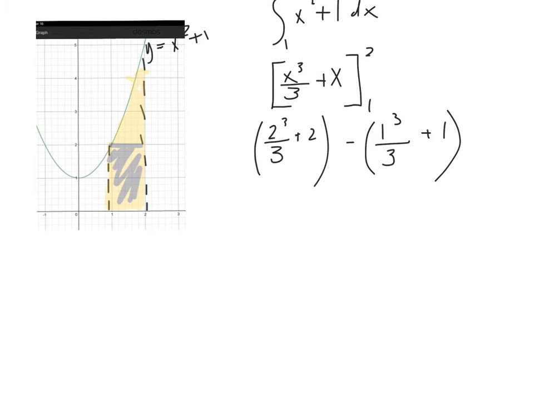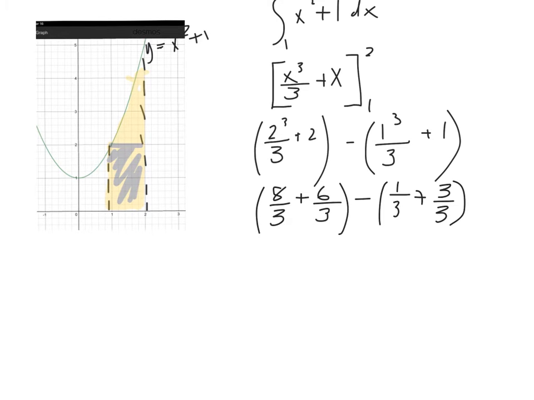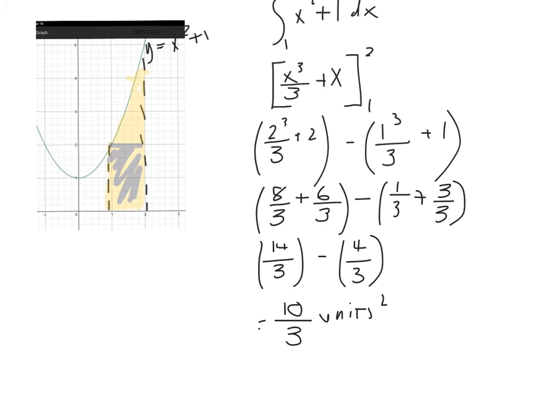So we end up with 2 cubed, that's 8. So I've got 8 over 3 plus 2, which is the same thing as 6 over 3. We know we're going to have to add those eventually, so we're finding those common denominators. And then I've got 1 cubed over 3, well, that's 1/3, plus 1, which is the same thing as 3 over 3. Adding these together, I've got 8 plus 6, 14/3, minus 1 plus 3, 4/3. I end up with 10 over 3 units squared.